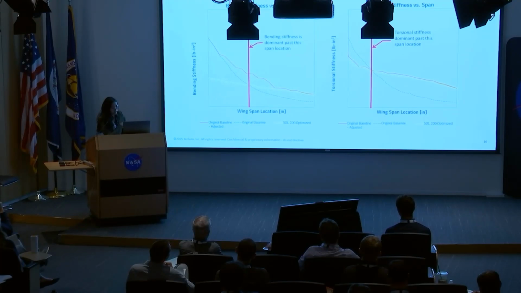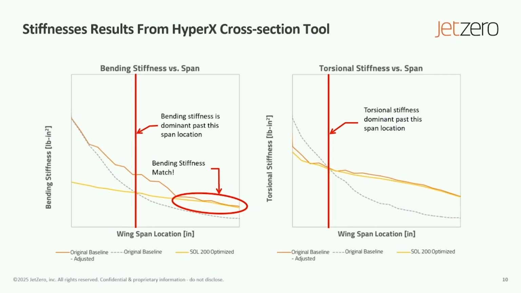And you can see that here in the bending stiffness graph, there's a stiffness match in this area of the span, and then the torsional stiffness is also matching in that area. So let's see how that affected our flutter.